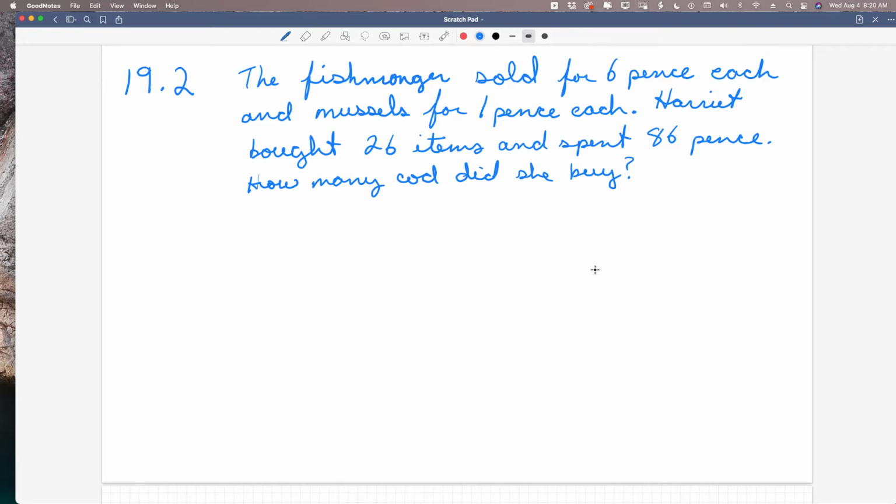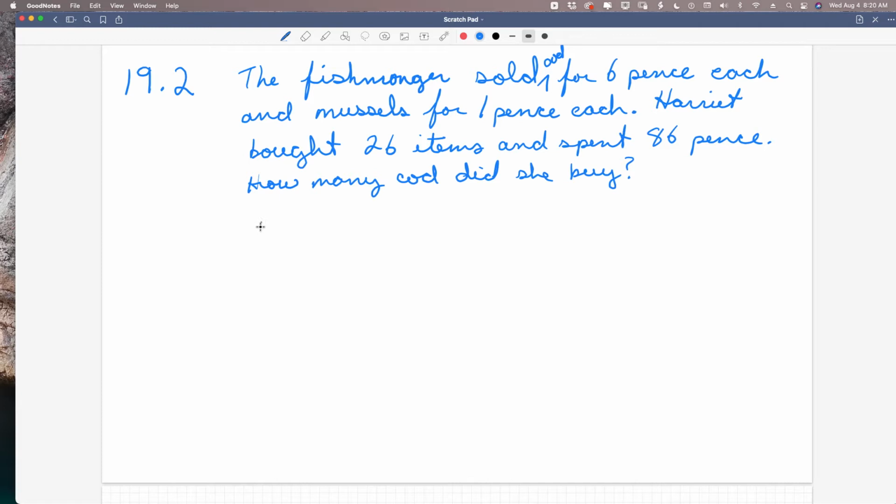Right? So we can get from our first sentence our value for each one, and we can get from our second sentence the total here, the total of items and the total value. So we see we have a value here of 6 pence for, well, I didn't list it. Look at that. For cod. He sold cod for 6 pence each. So we know the value of cod is 6, and we know the value of mussels is 1, and we know that the total is 26 items.